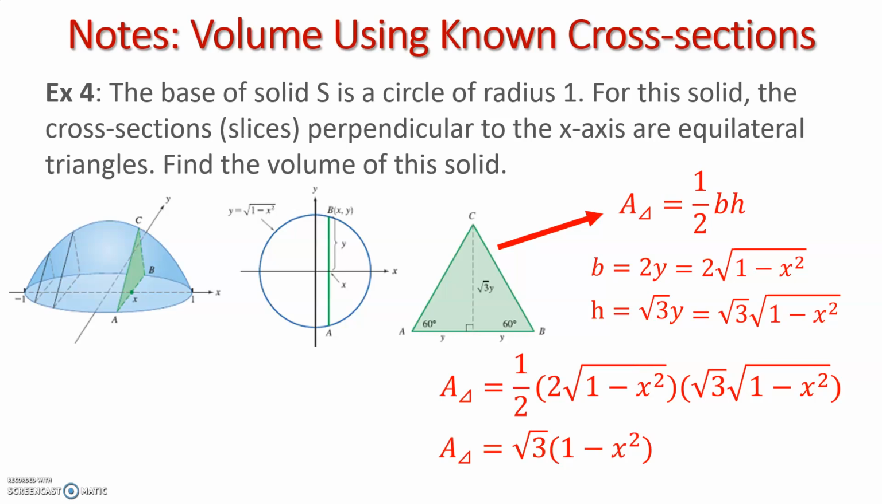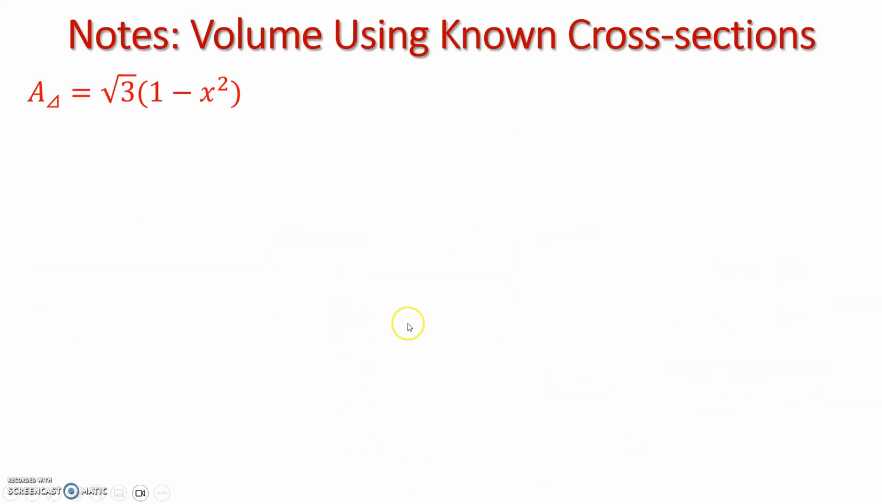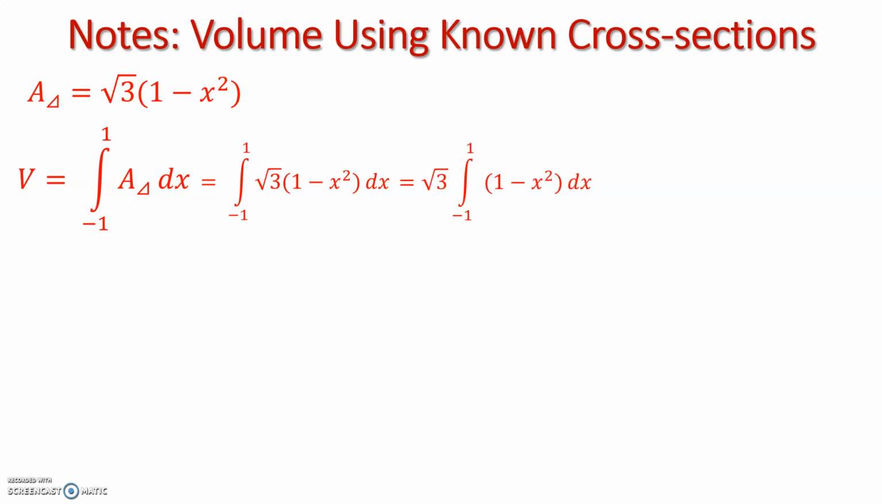Now, continuing on the next slide, we have our area, but to get the volume, we're going to integrate those equilateral triangles from -1 to 1. So we have the integral of root 3 times (1 minus x squared) with respect to x from -1 to 1. Let's pull the constant out to make for easier integration. And then we'll find our antiderivative. Antiderivative of 1 is x. Antiderivative for x squared is 1/3 x cubed. So we have root 3 times (x minus 1/3 x cubed).